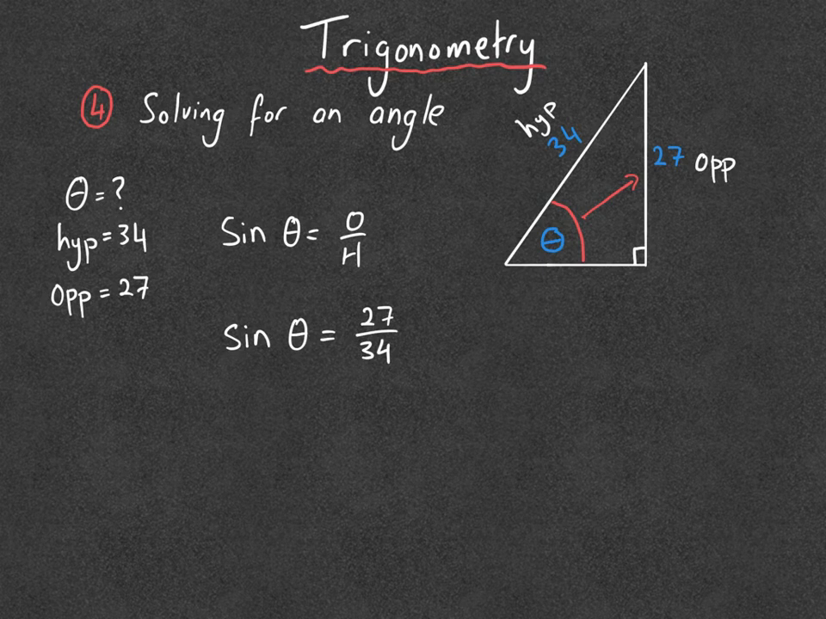So we want to solve for the angle theta, but it's part of this sine theta function. So in this problem, we actually know the ratio of the opposite side to the hypotenuse. It's exactly 27 on 34. So what we're after is, well, what angle do we take the sine of to give that ratio? So we're going to have to ask our calculators that question.